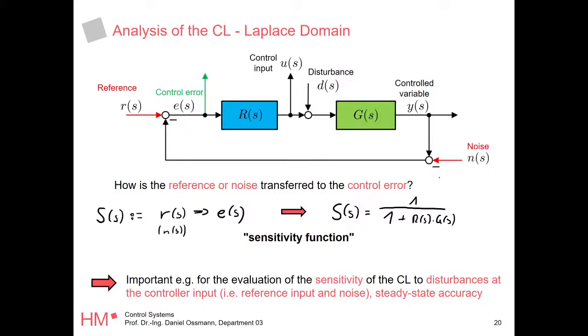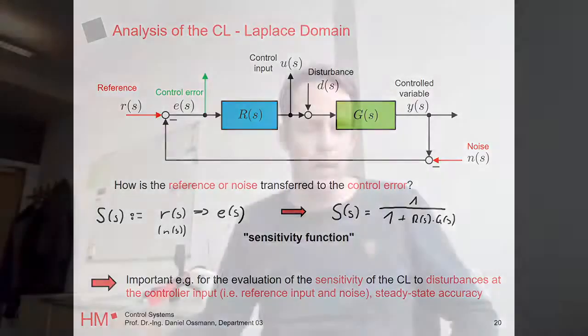So before we go on with the other two remaining transfer functions in that loop, we need to talk a little bit about the complementary sensitivity and sensitivity function, because they are closely linked to each other, and this is why they have the name sensitivity and complementary sensitivity, right?